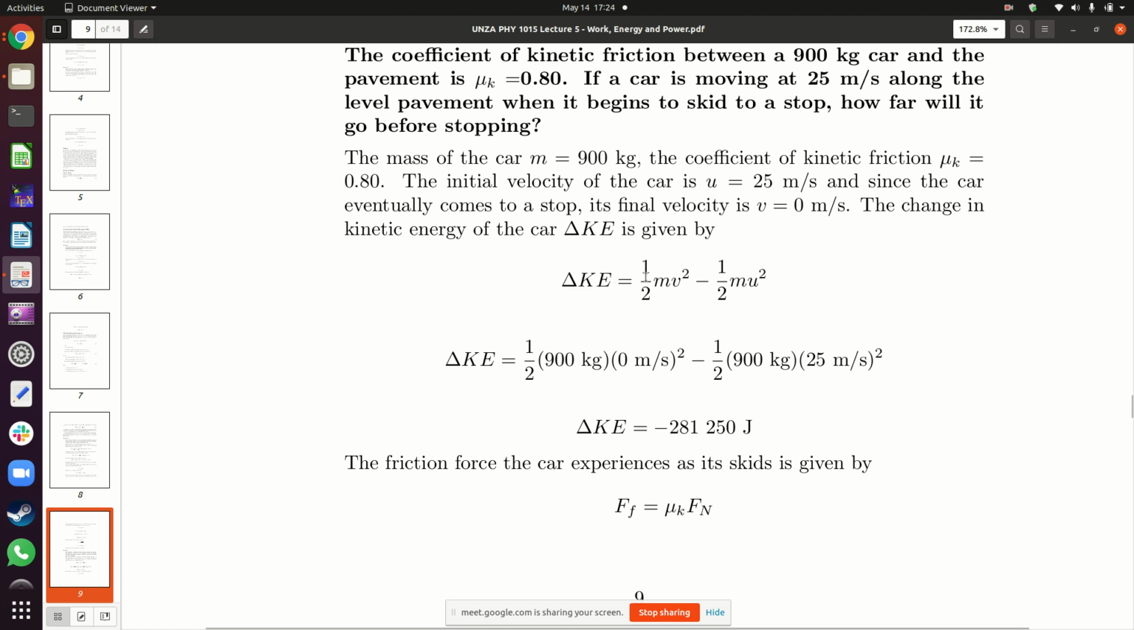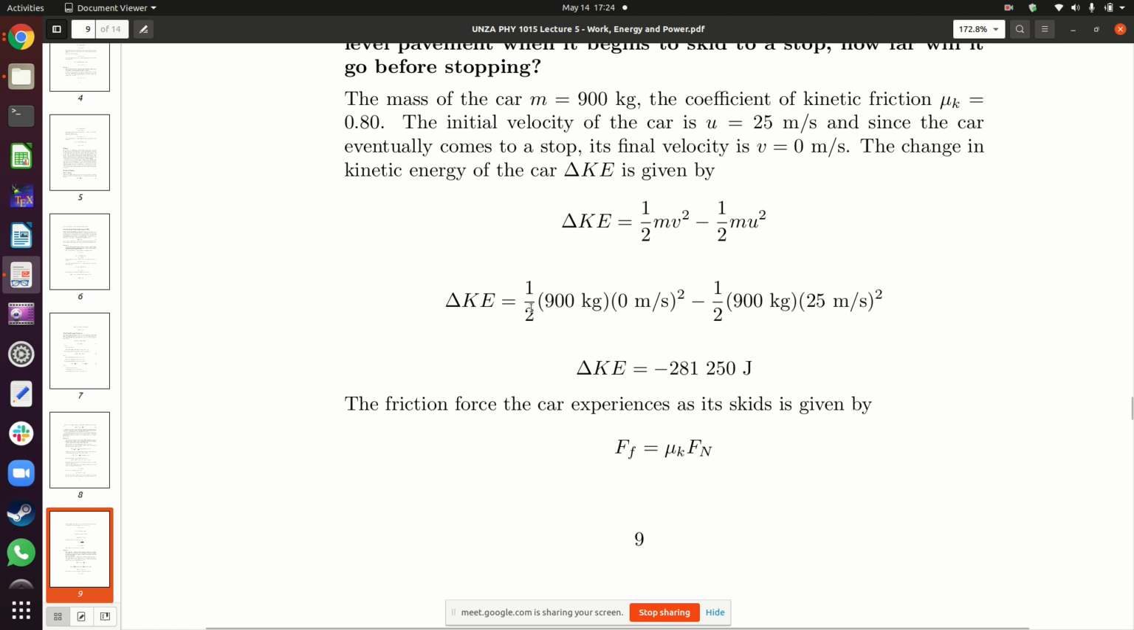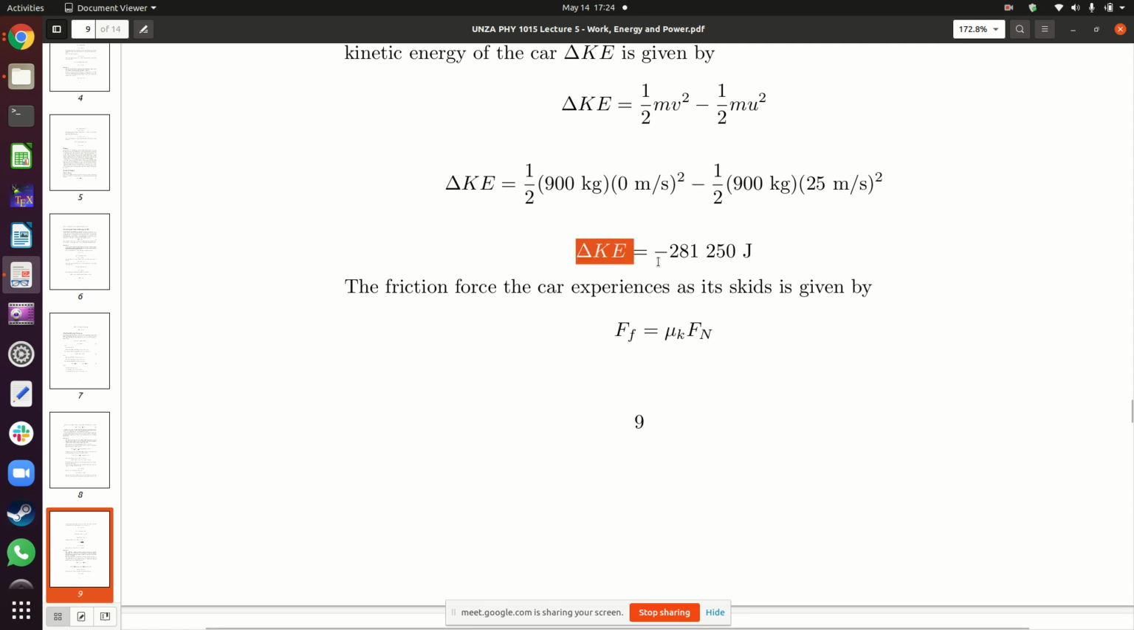So we can work out the change in kinetic energy. That's going to be half mv squared minus half mu squared. If you substitute, it's going to be half 900 kg multiplied by 0 meters per second, the whole thing squared, minus half 900 kg, then 25 meters per second, the whole thing squared. And the change in kinetic energy is going to be equal to minus 281,250 joules. So as you can see, for a car which weighs 900 kg, when this car comes to a stop, it loses a huge amount of energy.